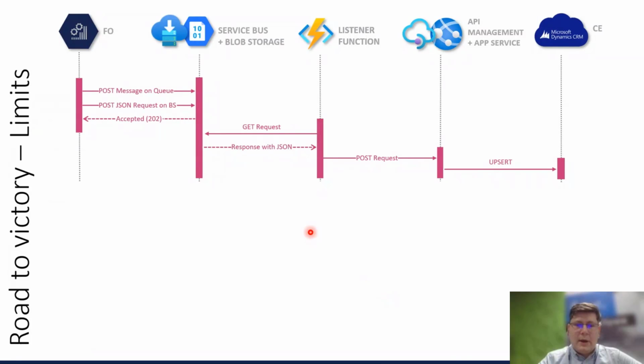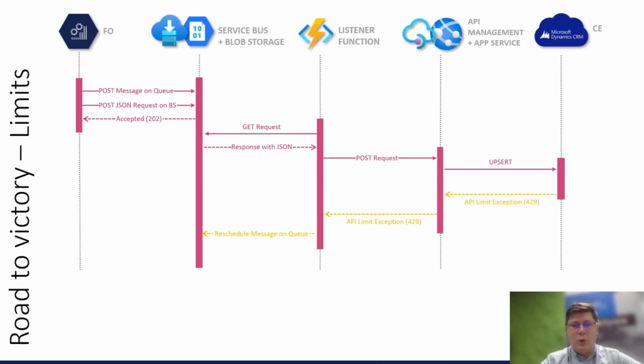Okay, so the beginning is exactly the same. We are trying to execute abstract method on C side, but this time we have an exception, API limit 429. That's the exact result code of this API limit exception. Our app service is returning this error to our listener, and listener just reschedules this message on the queue.